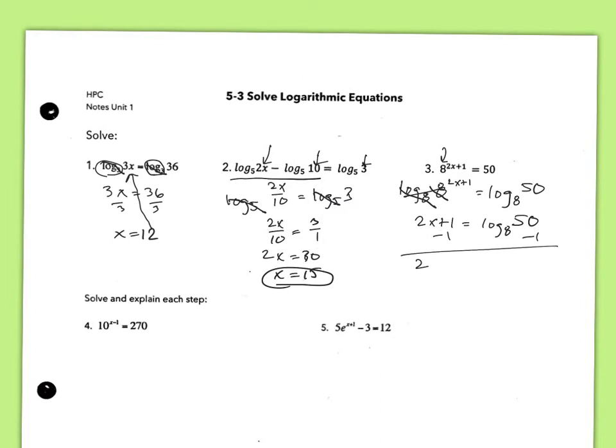So we have 2x equals the log base 8 of 50 minus 1. That's not the log base 8 of 49. That is some weird number minus 1. And then we'll divide by 2. Then this is everything you would put in the calculator. And so check to make sure you're using the calculator correctly. You should get 0.441.